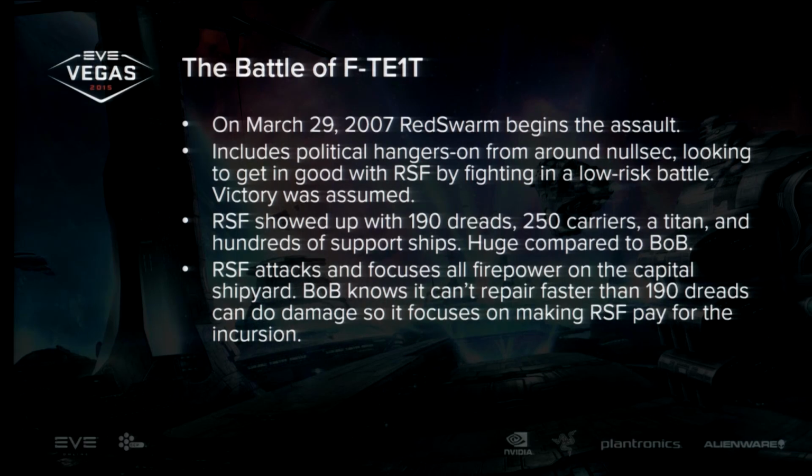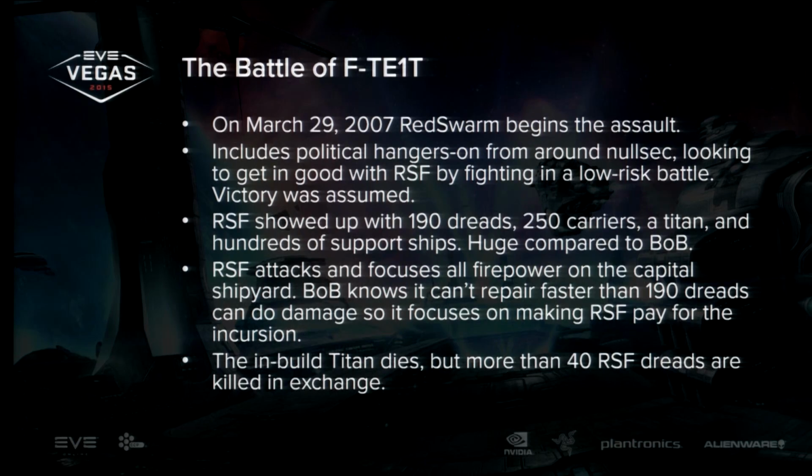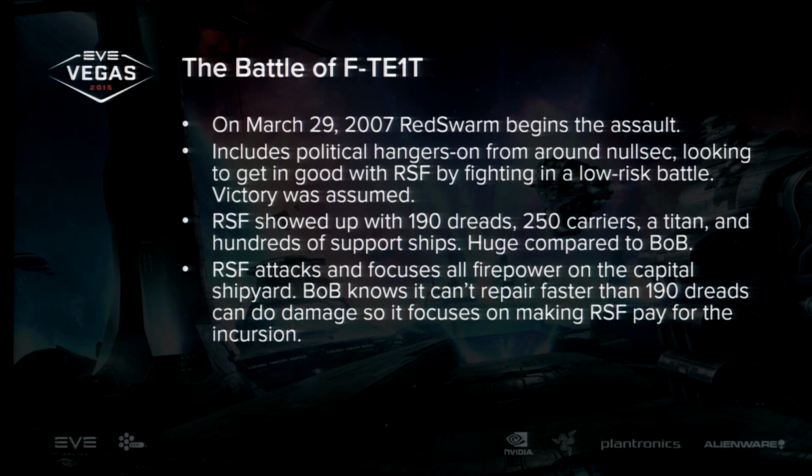And when they get into the system, they sort of pry their way in by sending in dreadnoughts first to tank all of the firepower and then getting the rest of their fleet into position. And what they find is Band of Brothers has set up all of their fleet defense around one shipyard. And so they attack directly into it, unleashing just a complete torrent of destruction. Again, no one's ever seen what 200 dreadnoughts can do.